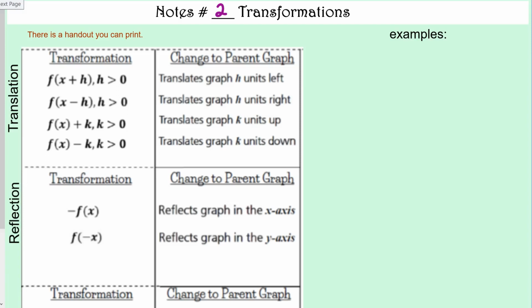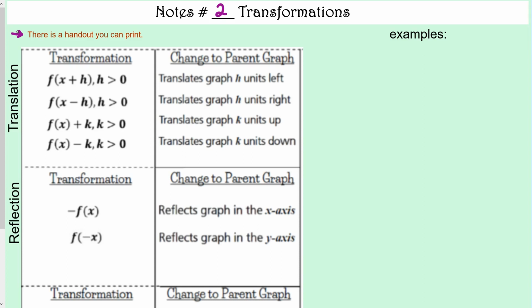Welcome back, everybody. We're on notes number 2 today, and we're going to review transformations. There is a handout you can print. It's posted on Canvas, so if you don't want to have to write everything and if you have access to a printer, you could go ahead and do that. What you see in the white squares here is on the handout, and then I'm going to give you some examples off to the side.